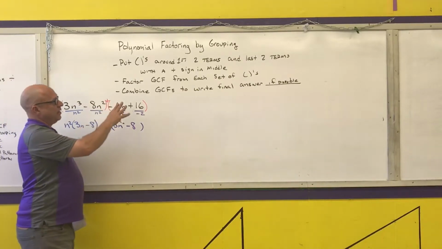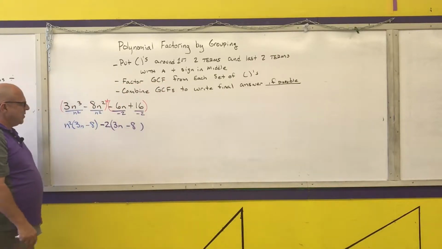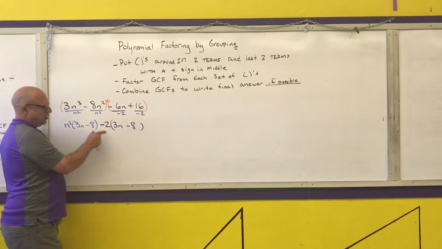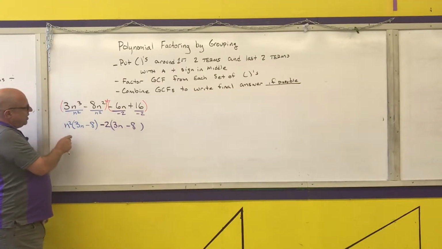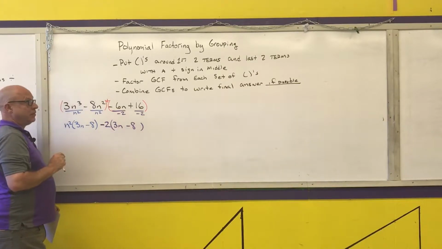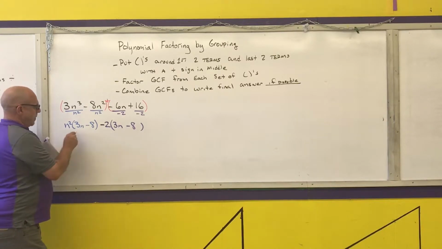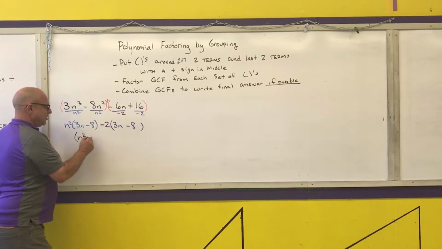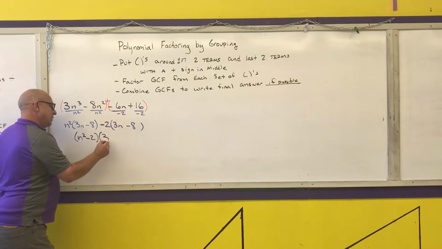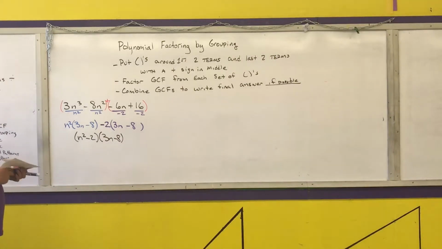The next one says combine the GCFs to write the final answer, if possible. The only time it's going to be possible is when what's inside your parentheses is identical. Right here I've got n squared times something, minus 2 times that same something. So I can write that as n squared minus 2 times that something. Okay? So that's the basic steps for factoring by grouping. I'm going to do several more examples.